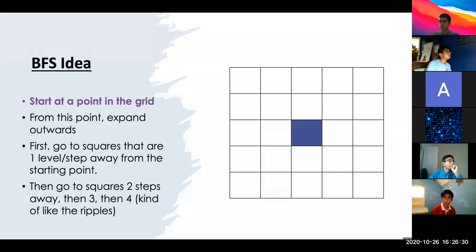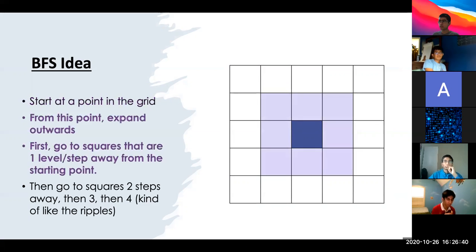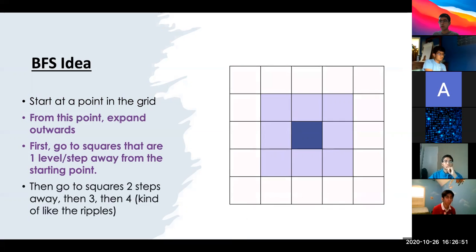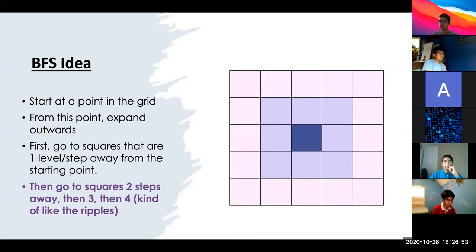Here's a visual demonstration of what this would look like. We have this point in the grid that we're starting at, this square over here. From this point, our algorithm is going to expand outwards to these other 8 squares. You can see all 8 squares are just one step away. Just like in the ripple, they all neighbor the starting point. And then we move out to the squares that are 2 steps away. If there were more squares in this grid, you would keep on moving outwards until you've gone to all the squares in the grid.